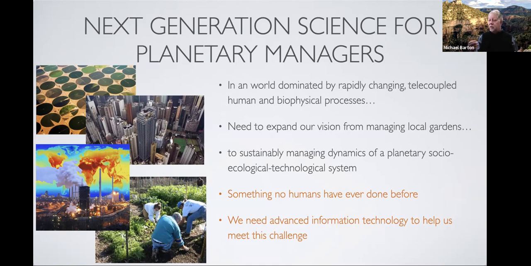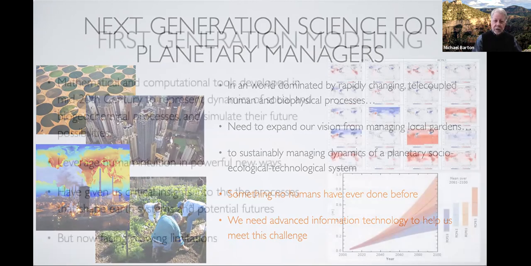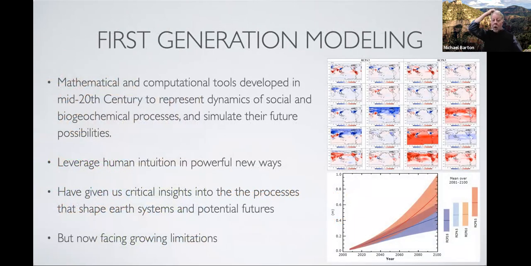And of course, humans have been using technology to meet challenges, social ecological challenges, for a couple million years. So this is nothing new for humans to do. Modeling tools, mathematical and computational ones, that began to be developed in the middle of the 20th century to try and help us understand the dynamics of especially biogeochemical processes in the atmosphere and the land and the oceans, and think about this in ways that we could not imagine, have been successful in trying to leverage our intuition.